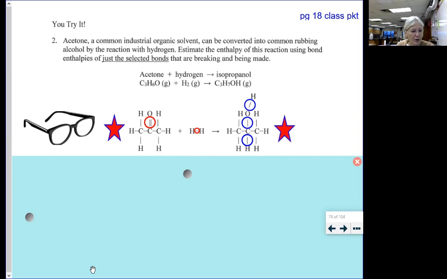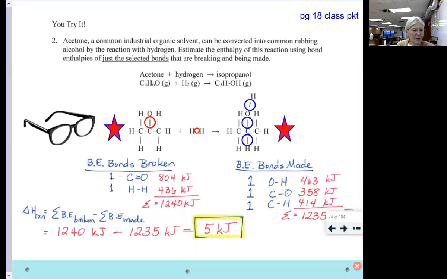You try this. I'm going to pause, and you try this math. All right, I hope you've had a chance to finish the problem. So here you have the bonds broken and the bonds made. When you take those sums and put them in the equation, bonds broken minus bonds made, you would have 5 kilojoules for your answer.